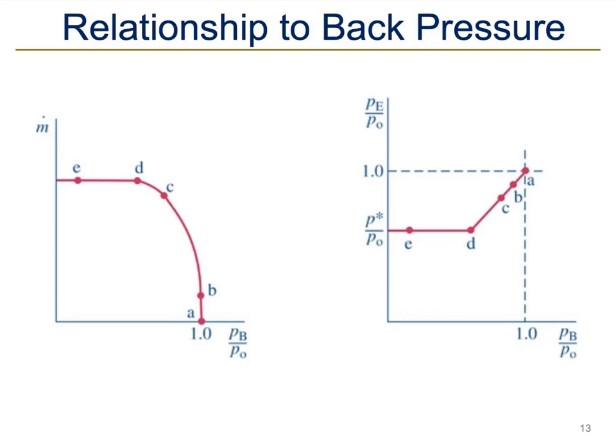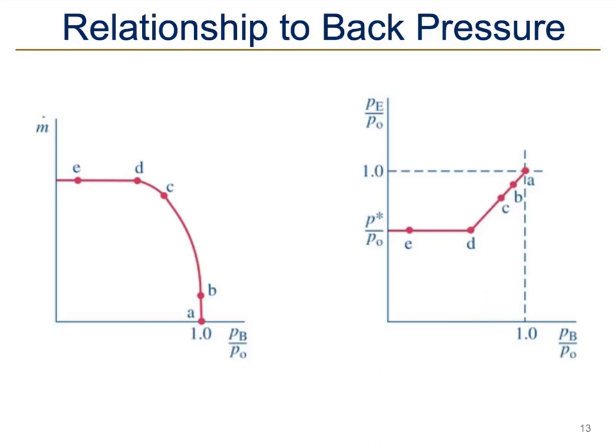So we have, again, back pressure over the initial pressure here. And in the case when the back pressure equals the initial pressure, we're here at 1. And over here, the exit pressure also equals the back pressure at 1. All right, we reduce the back pressure just a little bit. We're going to move to the left on our plot. The back pressure reduces just a little bit.